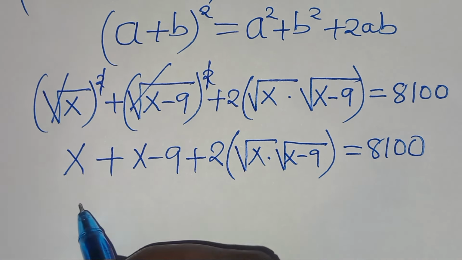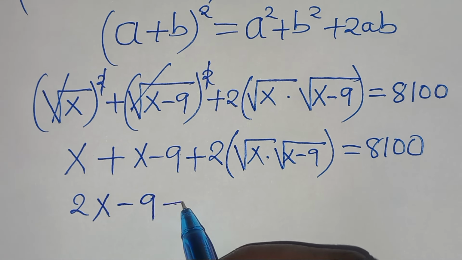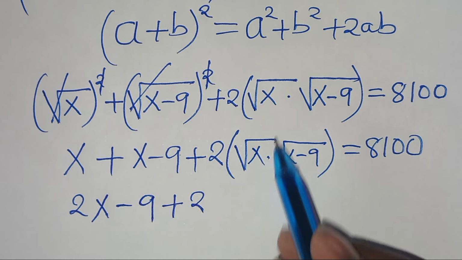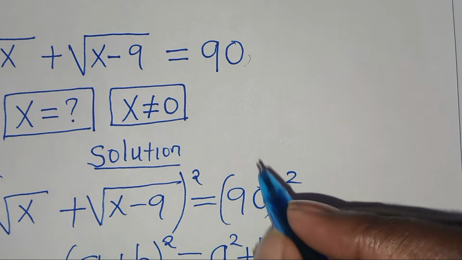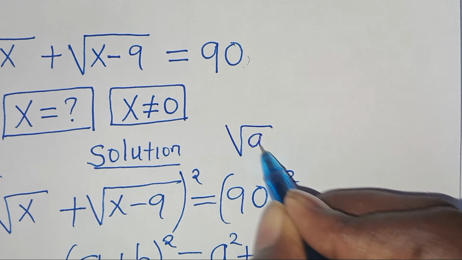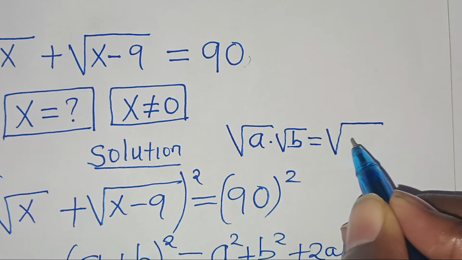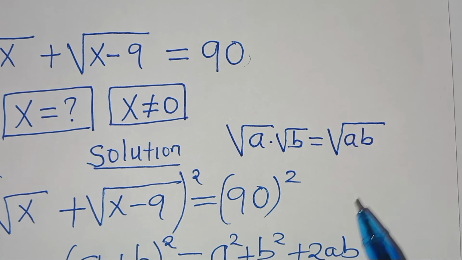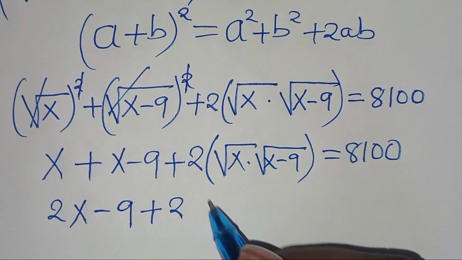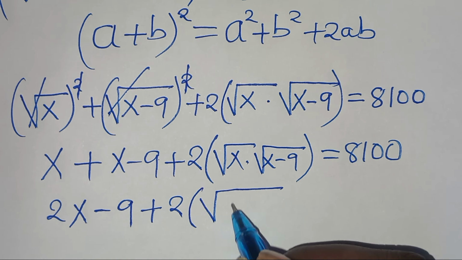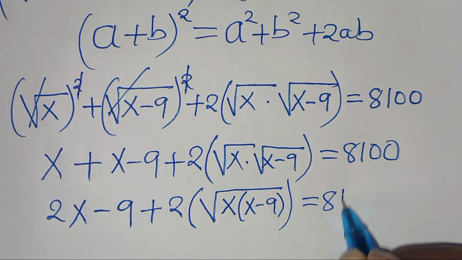The next step is that x plus x here is 2x minus 9. Then plus 2 times the square root of x times the square root of x minus 9. This is in the form of square root of a multiplied by square root of b, which we can express as a single square root of a multiplied by b. Applying this property, we have 2 into the parentheses, the square root of x multiplied by x minus 9, equal to 8100.